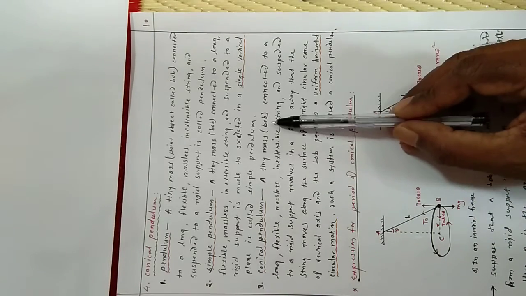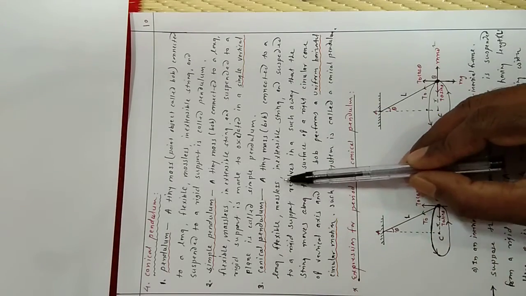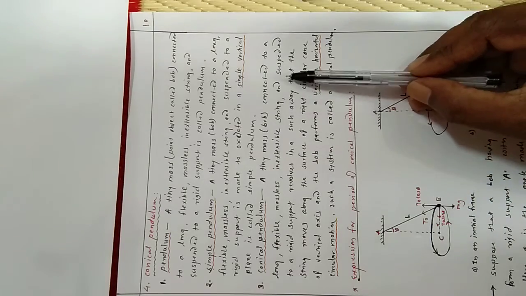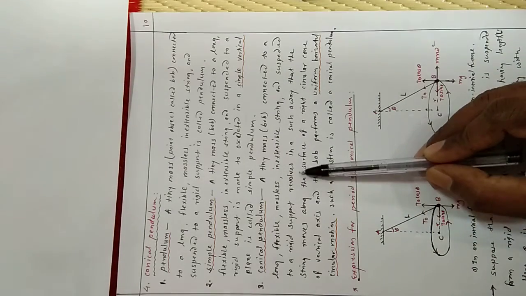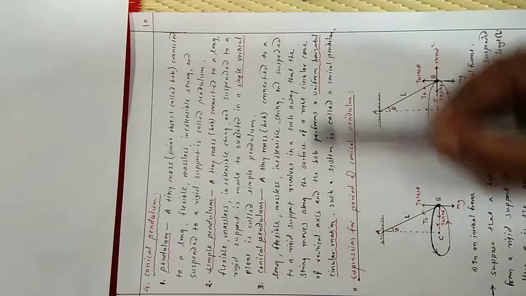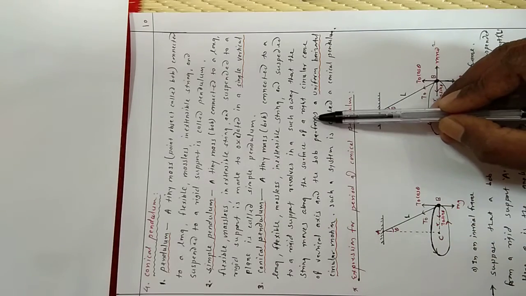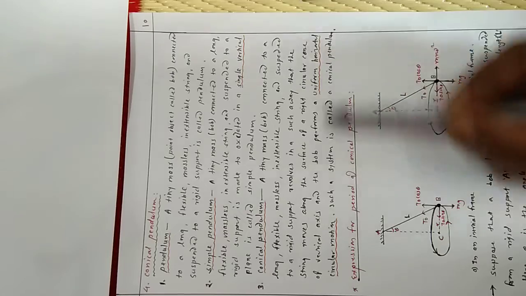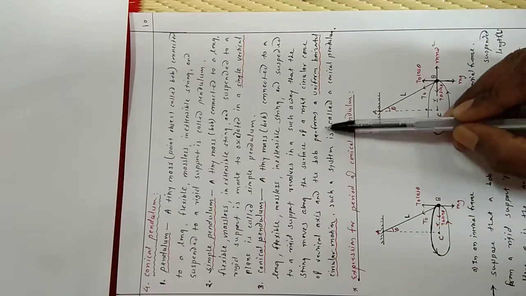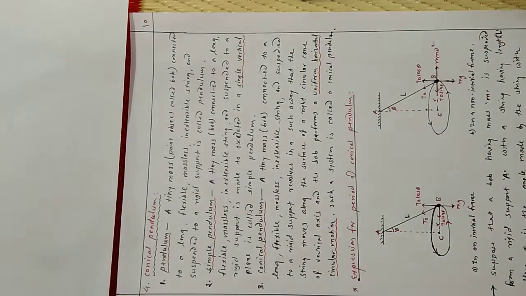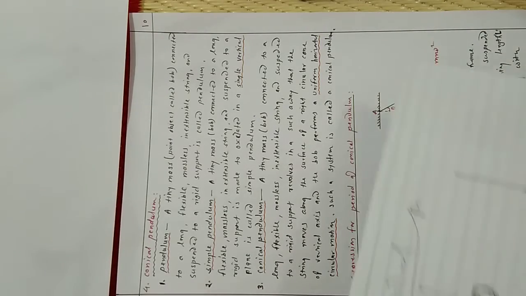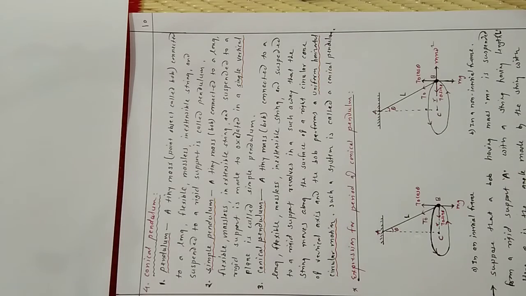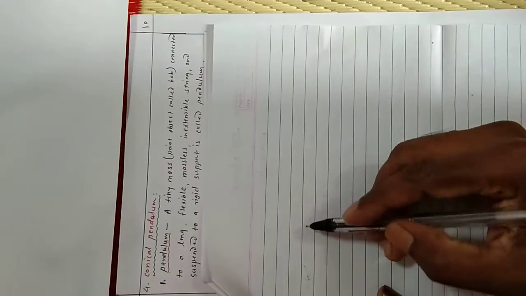A tiny mass bob connected to a long flexible massless inextensible string and suspended to a rigid support, which revolves in such a way that the string moves along the surface of a right circular cone of vertical axis and the bob performs uniform horizontal circular motion. Such a system is called a conical pendulum. Now after this definition of conical pendulum, we have to give the expression for the period of the conical pendulum. So once again see the meaning of this.